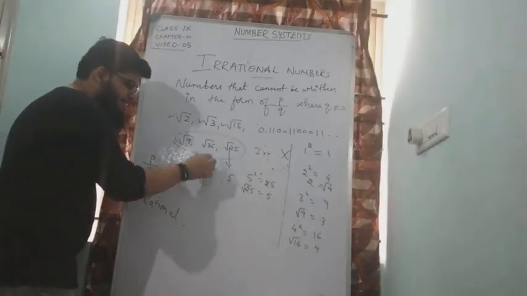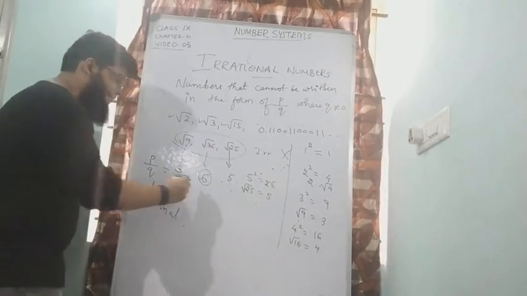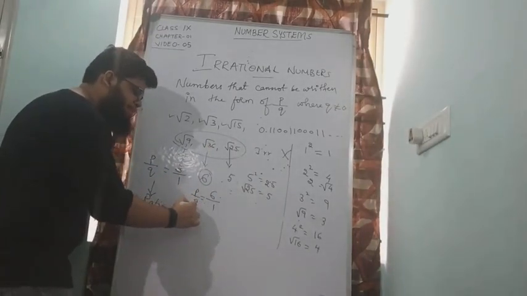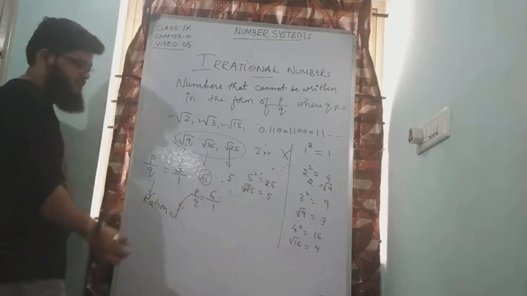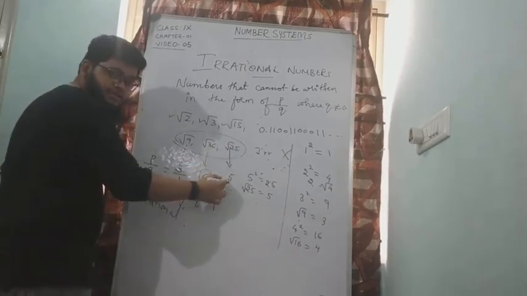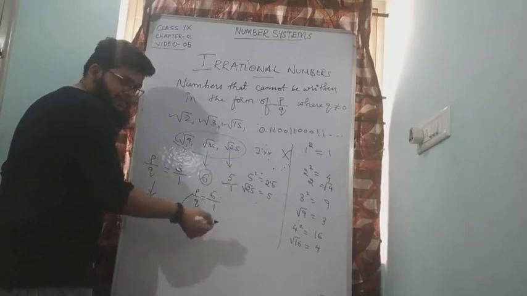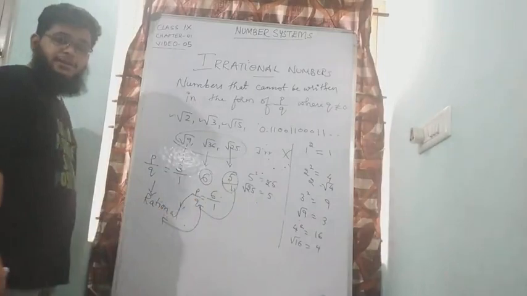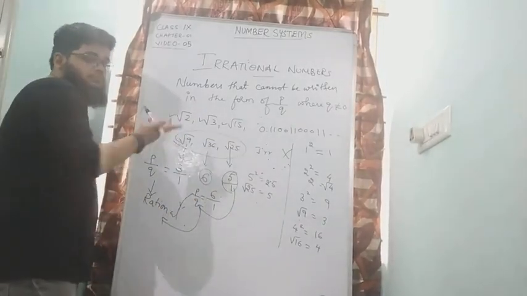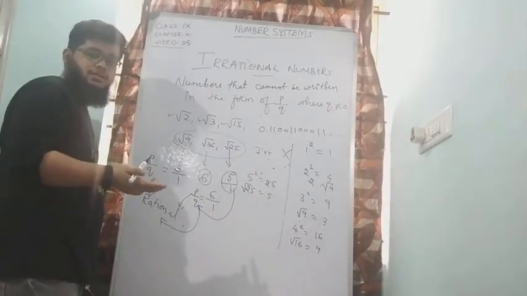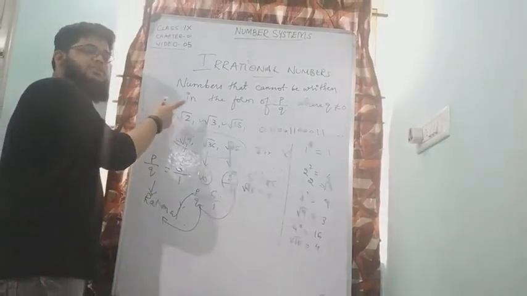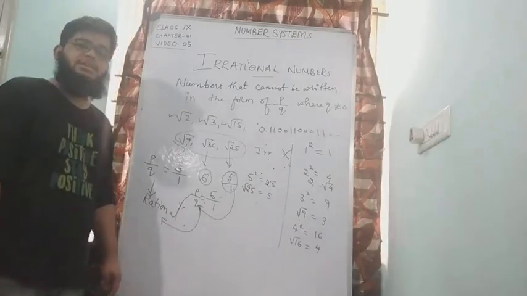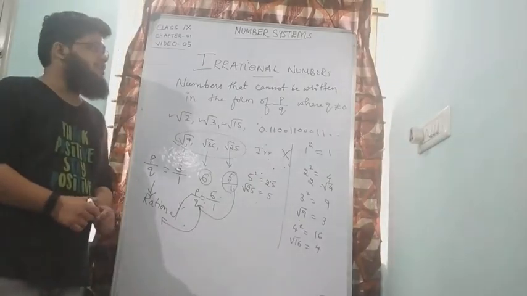Similarly, square root of 36 is 6. So 6 can be written as 6 by 1. 6 by 1 is in the form of p by q. P by q means rational. Square root of 25 is 5. 5 can be written as 5 by 1. 5 by 1 is in the form of p by q. And p by q is a rational number. Whereas root 2, nothing. No rational number. That's why it becomes an irrational number, because there is no square root. Similarly for root 3, root 15 and many decimal numbers like that. I hope you have understood what irrational numbers are.